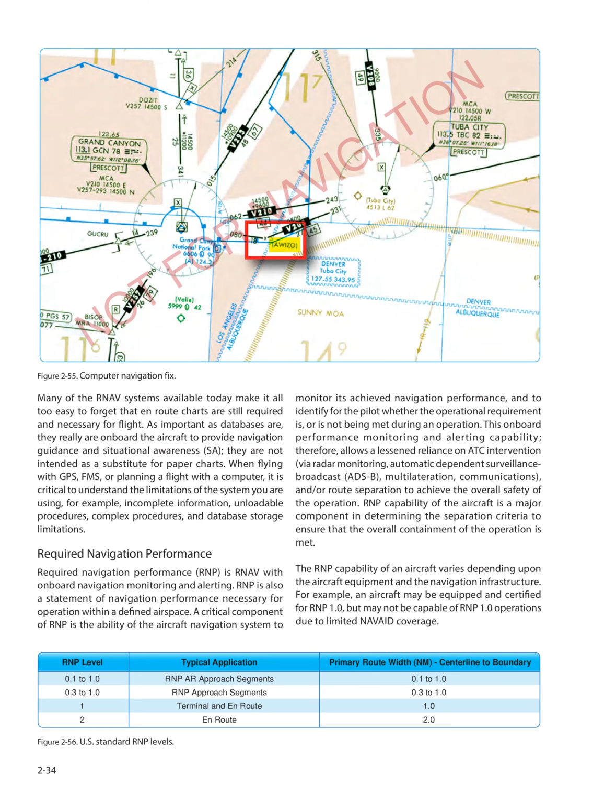Many of the RNP systems available today make it all too easy to forget that en-route charts are still required and necessary for flight. As important as databases are, they are on board the aircraft to provide navigation guidance and situational awareness, SA. They are not intended as a substitute for paper charts. When flying with GPS, FMS, or planning a flight with a computer, it is critical to understand the limitations of the system you're using, for example, incomplete information, unloadable procedures, complex procedures, and database storage limitations.